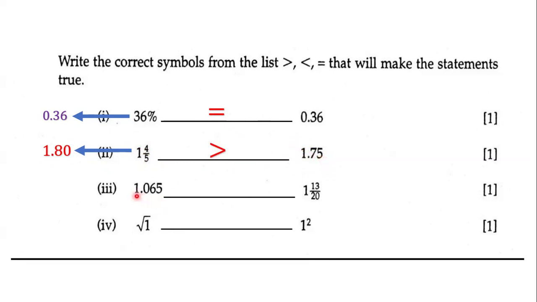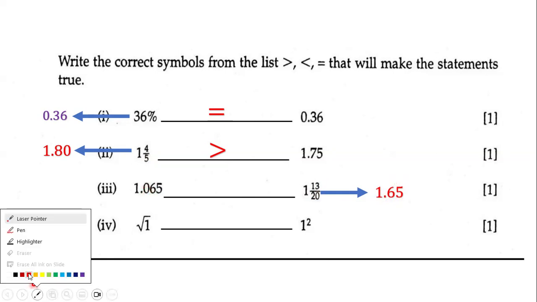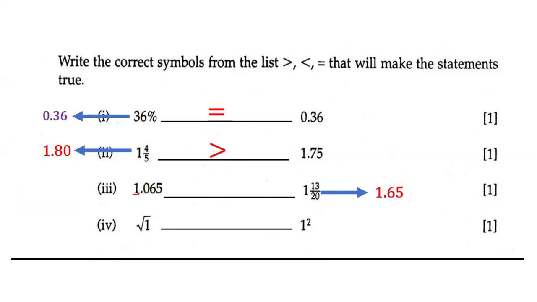Next, we have 1.065, and we have to compare that with 1 and 13/20. Now, 1 and 13/20 expressed as a decimal is 1.65. So we have to compare this decimal with this decimal. And so let's compare them. Notice that we have here 1 in the ones place, and here we also have 1 in the ones place. But here's where they differ. Notice that we have 0 in the tenths place, but here we have 6 in the tenths place.